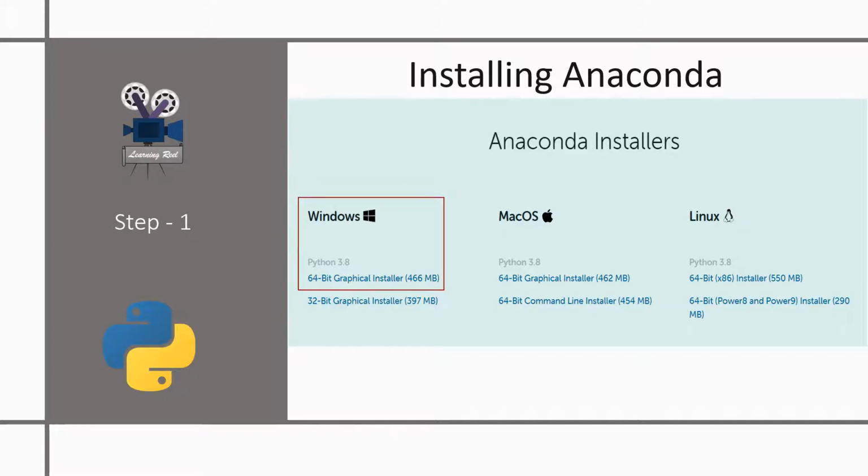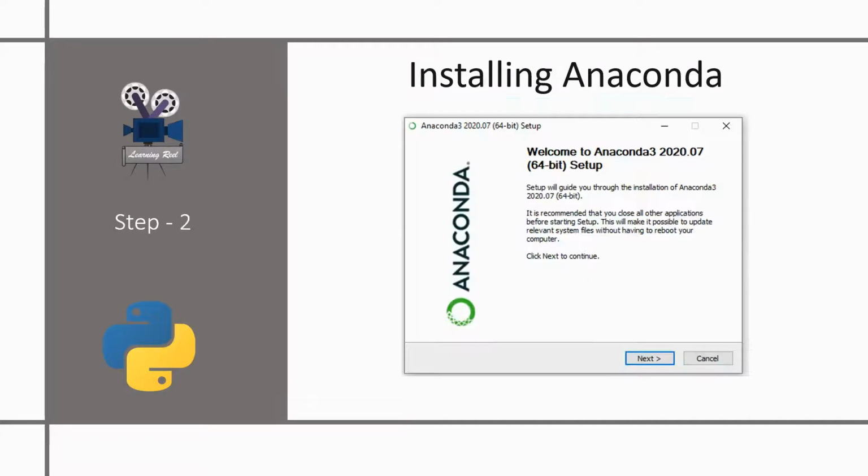You have three choices here as an operating system for Anaconda. In our case, it's going to be Microsoft Windows 64-bit graphical installer. So click on the Microsoft Windows 64 installer link, which should automatically start downloading the correct installer for your system.